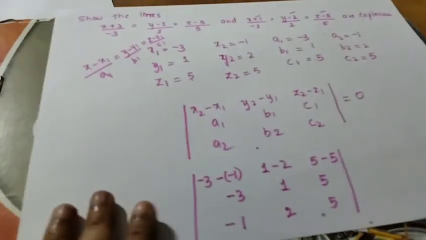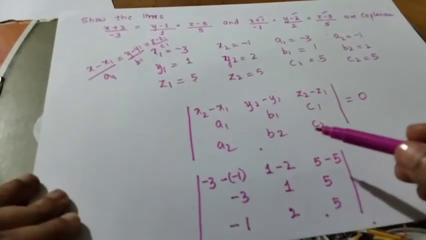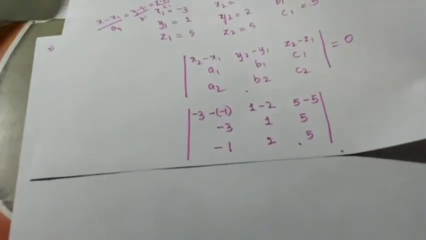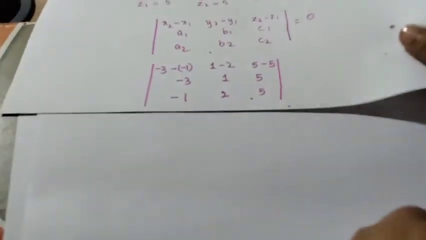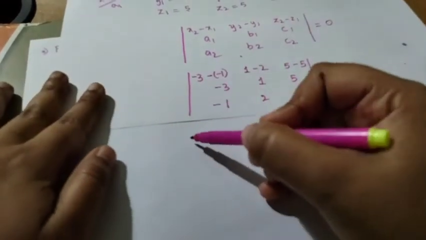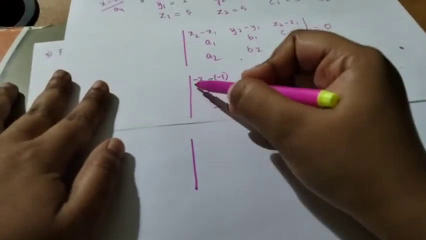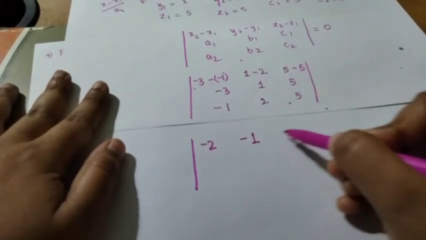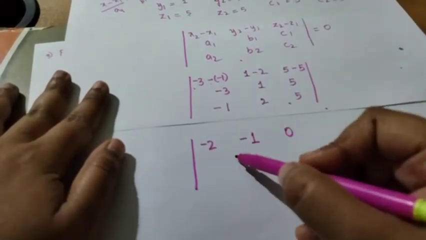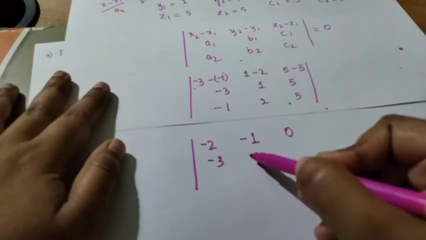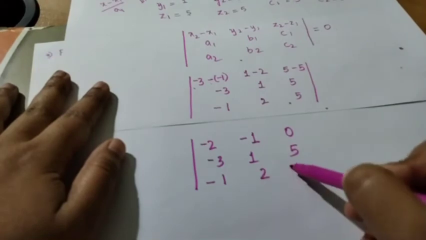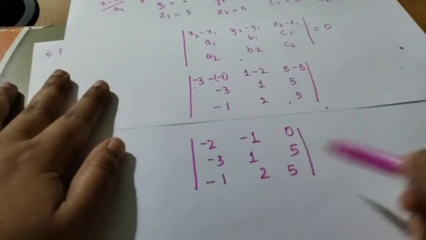Okay, so now this will be equal to the modulus of minus 3 minus of minus 1, that is minus 3 plus 1, which is minus 2. 1 minus 2 is minus 1. 5 minus 5 is 0. Then minus 3, 1, 5, and minus 1, 2, 5. Now I have to solve this.